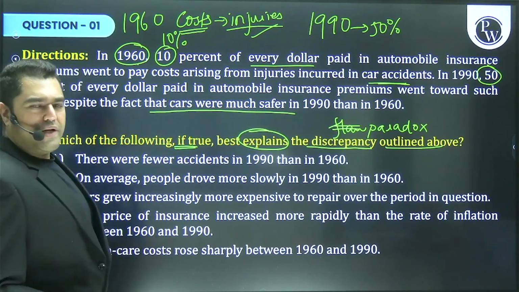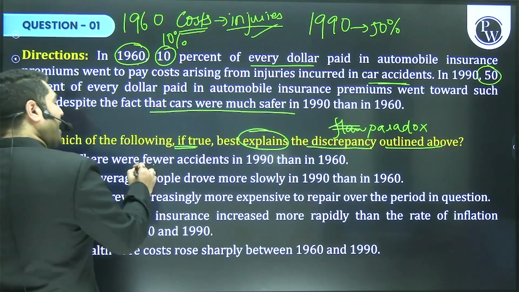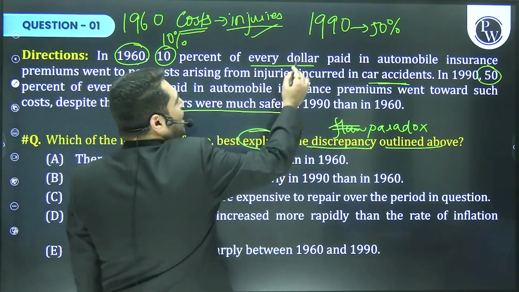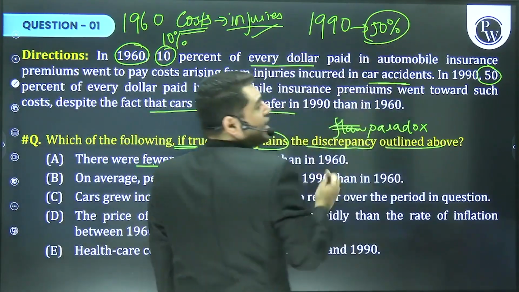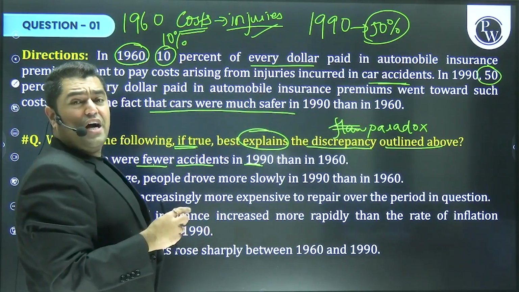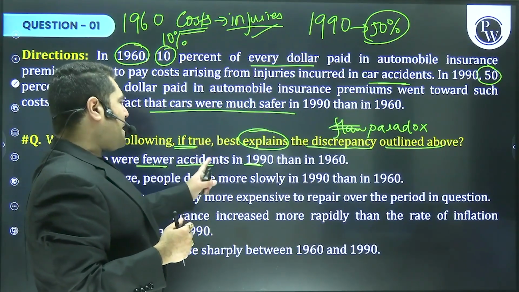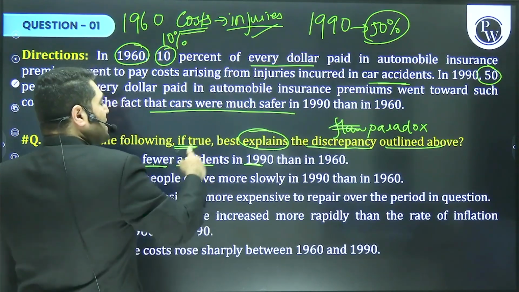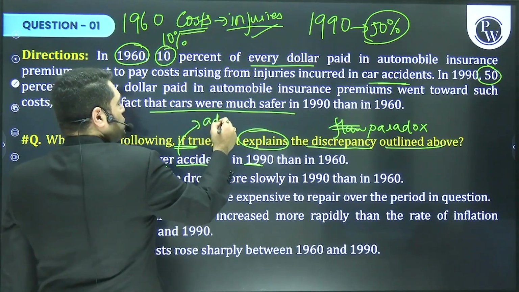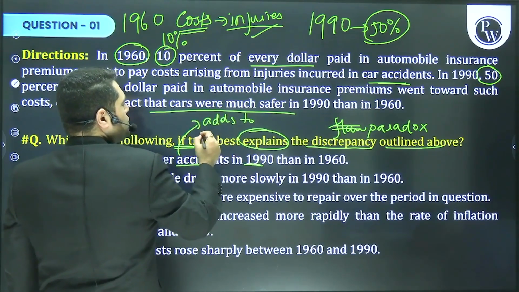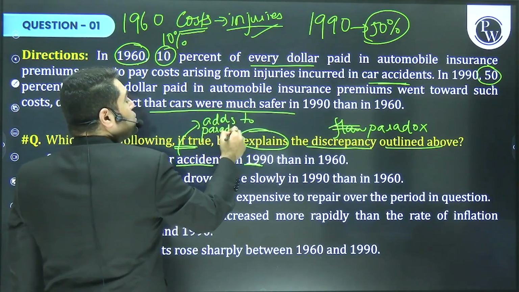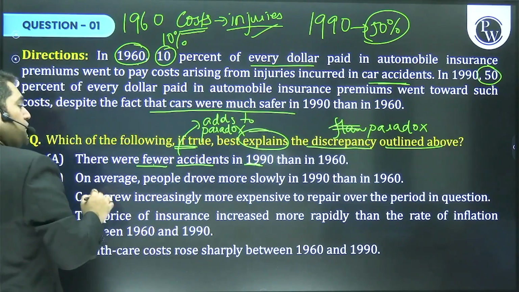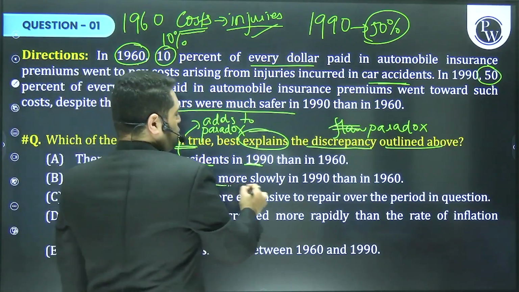So answer option 1. There were fewer accidents. Beta, if there were fewer accidents in 1990, how can the cost rise so much? If the cars were safer, then the accidents could be fewer. But if the accidents are fewer, the cost has risen. So this adds to the paradox. This does not help resolve the paradox. Samjha? Because what? B. On average, people drove more slowly.